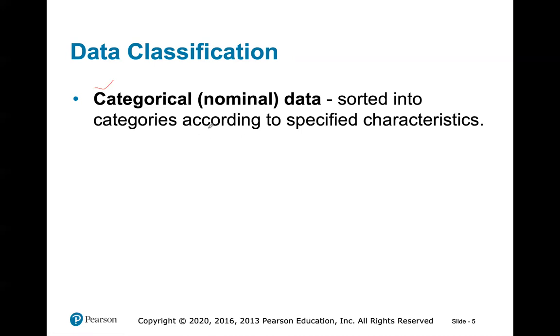A good example of categorical data is, let's say, gender. With gender, you have female or male, for example. Another example of categorical data is race. You have different categories. You have white, you have black, you have Hispanic. Those are examples of categorical data.